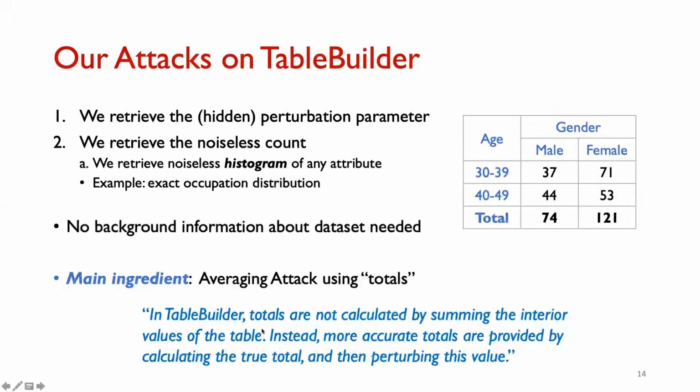From the wordings of Table Builder from ABS, totals are not calculated by summing the interior values of the table. Instead, more accurate totals are provided by calculating the true total and then perturbing this value. So this total here is not obtained by adding the two noisy totals, but fresh noise is added to the actual true total.